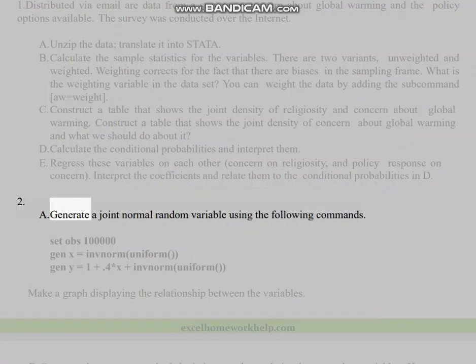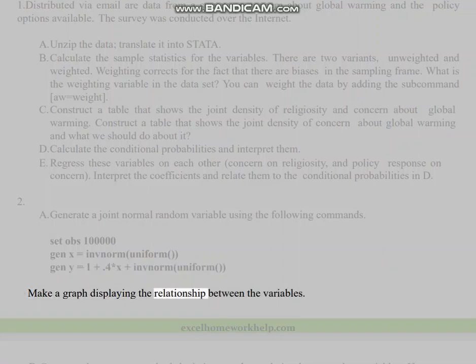Two. A. Generate a joint normal random variable using the following commands. Set obs 100,000, gen x equals norm, uniform, gen y equals 1 plus 0.4 x plus norm, uniform. Make a graph displaying the relationship between the variables.